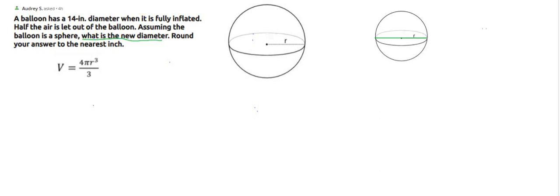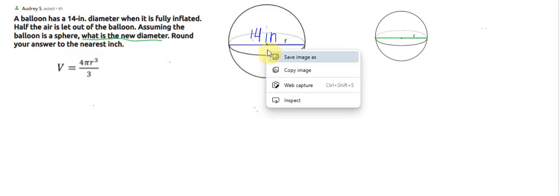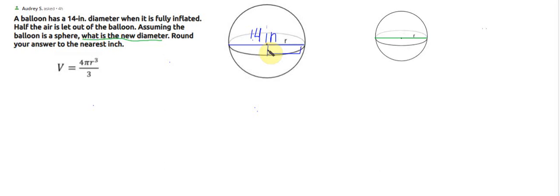All right. Well, let's start with what we know. What do I know about this first balloon? I know that its diameter is 14 inches. You may say, well, how does that help me? There's nothing in this formula that talks about diameter. Well, if you recall, the radius is always half of the diameter, which is 7 inches.